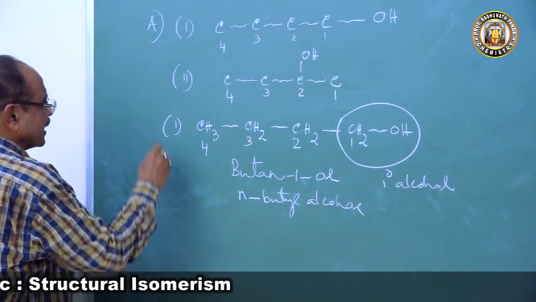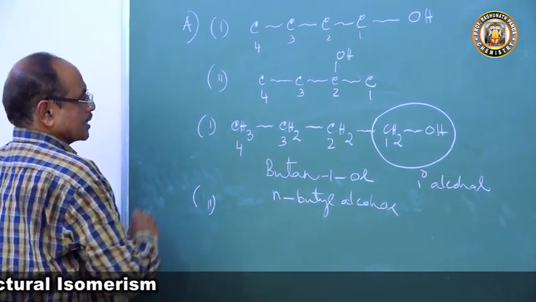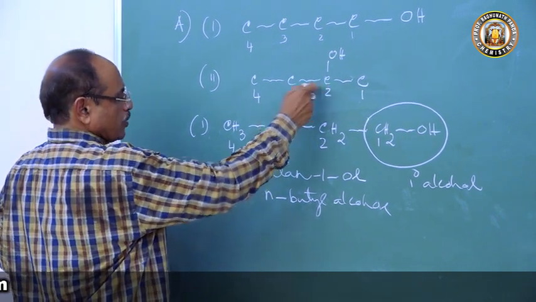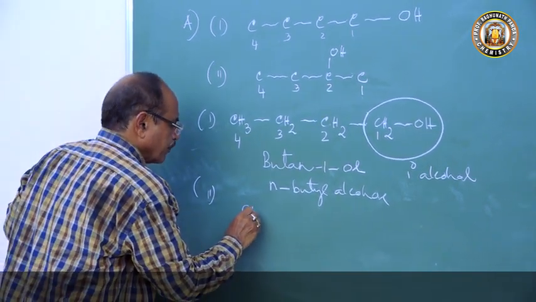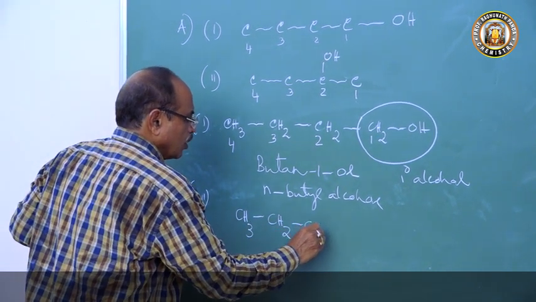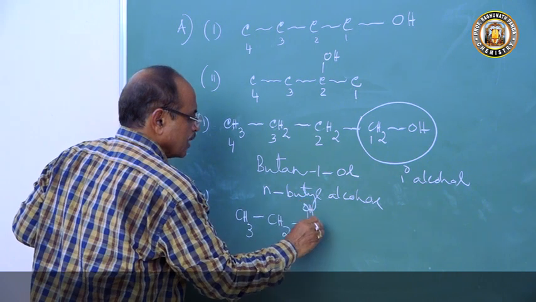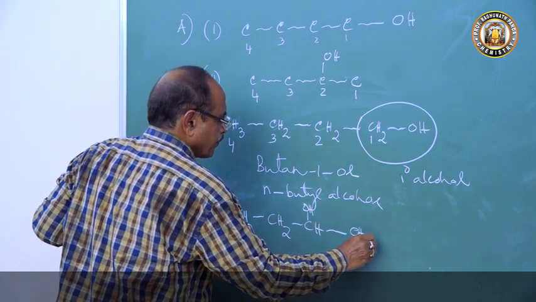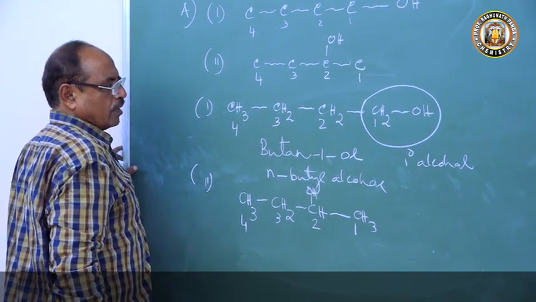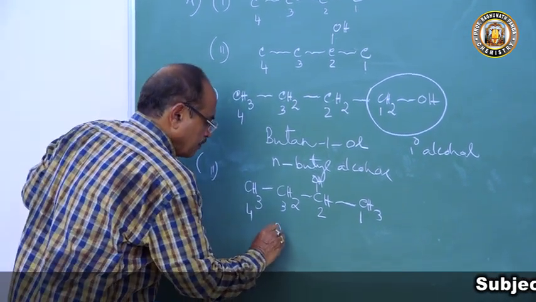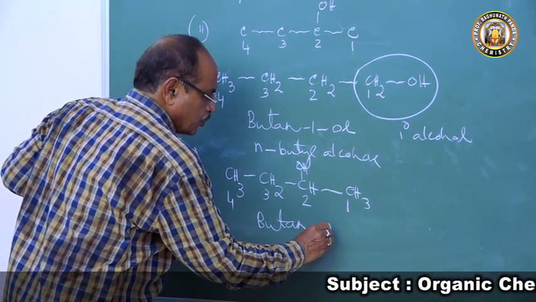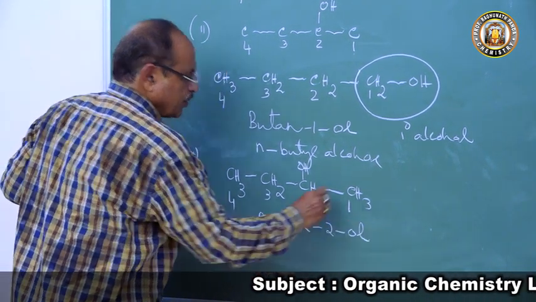Now we'll come to the second structure. Here we have the OH group on the second carbon. So CH3, then CH2, then CHOH, and this is CH3. So 1, 2, 3, 4, 4 carbon atoms are there. Butane, hydrogen gone, butan-2-ol.